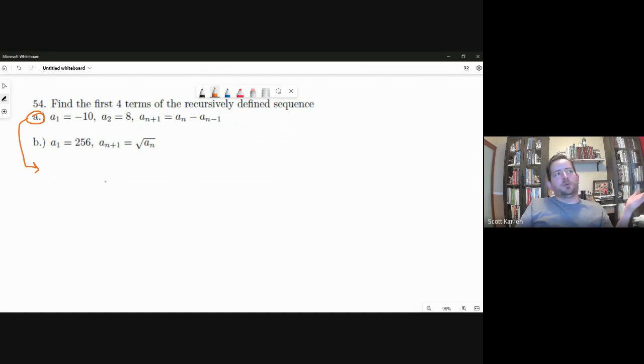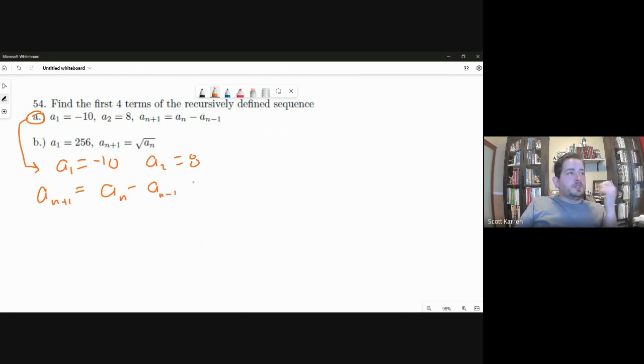So they give us 2, right? We have to find the first 4. 2 of them are given to us. So I already know a sub 1 is negative 10. And I know a sub 2 is 8. And then it tells me this, a sub n plus 1 is equal to a sub n minus a sub n minus 1. But I want to find my third term, so I've got a sub 3.